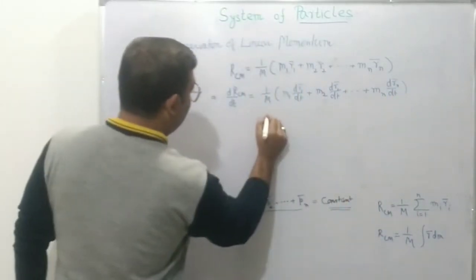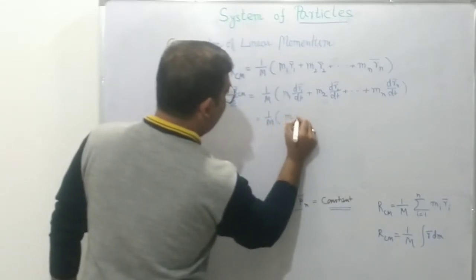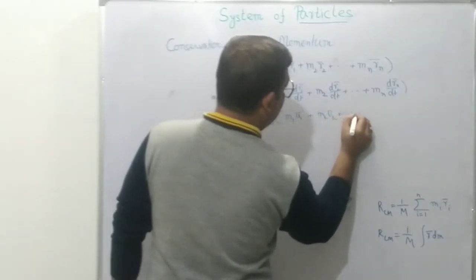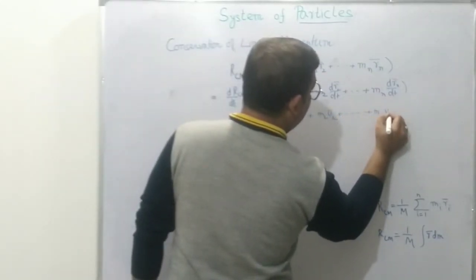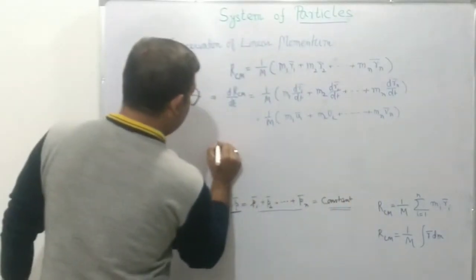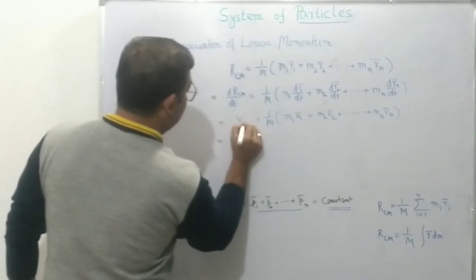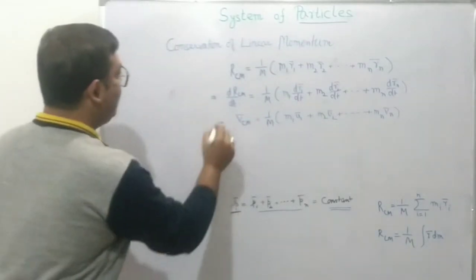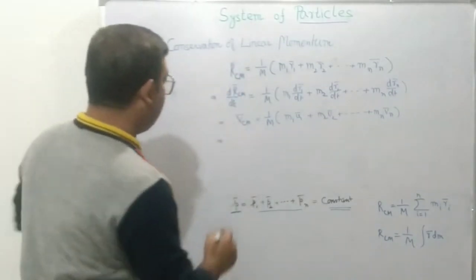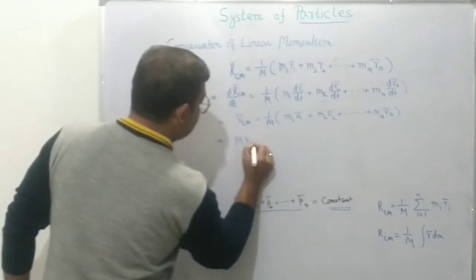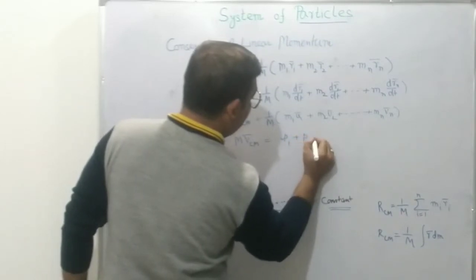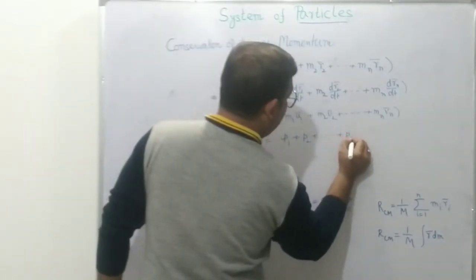which is equal to 1 by m into m1 v1 plus m2 v2 till mn vn. So we get dRcm by dt, which is the velocity of the center of mass. So if we cross multiply, m into Vcm must be equal to p1 plus p2 plus so on till pn.